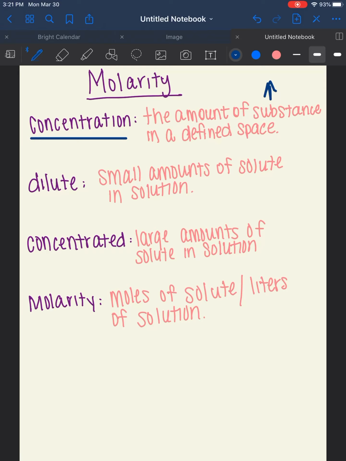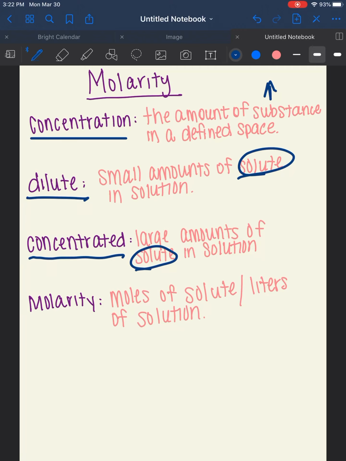The next one is dilute. If something is very dilute, it's not going to have a lot of that substance. So the formal definition: small amounts of solutes, and we're going to talk about what that word means in a moment, small amounts of solutes in a solution. And that's opposite to the next word, which is concentrated. Something that is very concentrated in chemistry has large amounts of solutes in a solution.